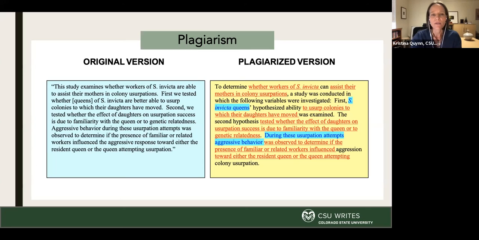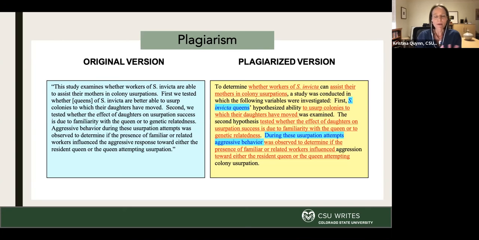But the original version, in the blue on the left side, is: This study examines whether workers of S. invicta are able to assist their mothers in colony usurpations. First, we tested whether queens of S. invicta are better able to usurp colonies to which their daughters have moved. Second, we tested whether the effects of the daughters on usurpation success is due to familiarity with the queen or to genetic relatedness. And aggressive behavior during these usurpation attempts was observed to determine if the presence of familiar or related workers influenced the aggressive response toward either the resident queen or the queen attempting usurpation.